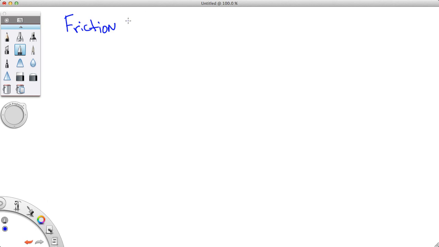And there are three types of friction. Friction does help us quite a bit. In fact, without friction, we wouldn't be able to stand. Every time we tried to stand, we would actually fall to the ground. But the three types of friction are sliding, rolling, and fluid.